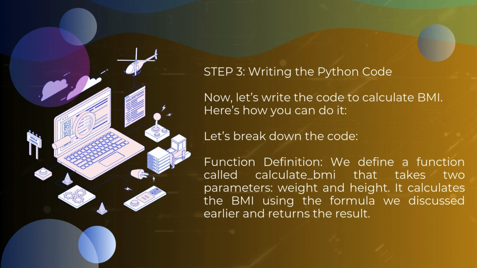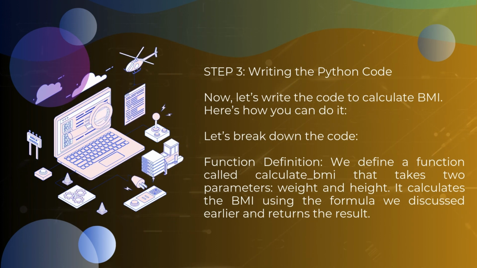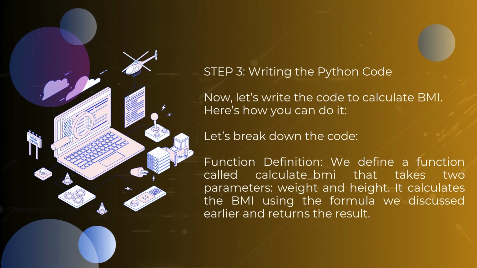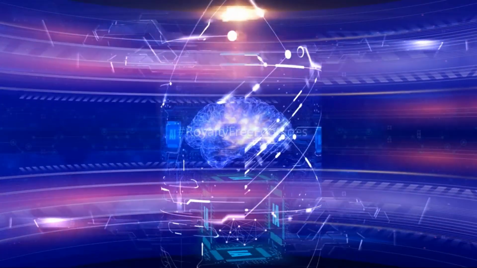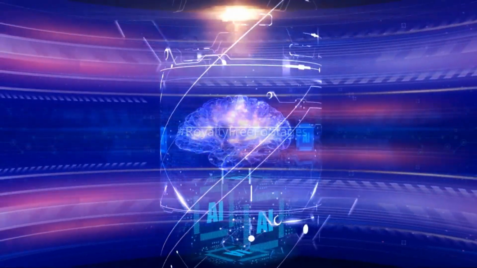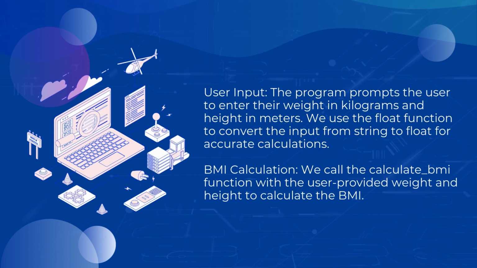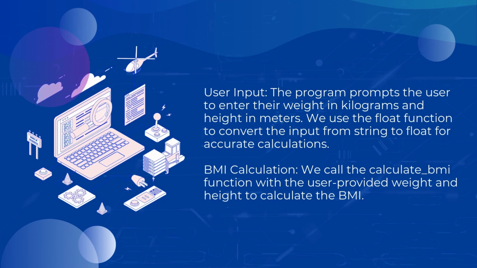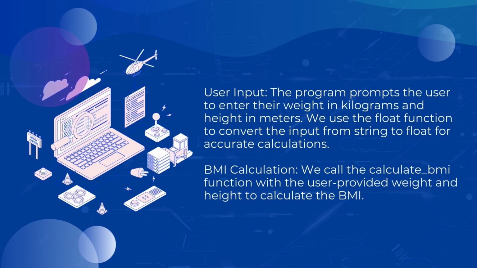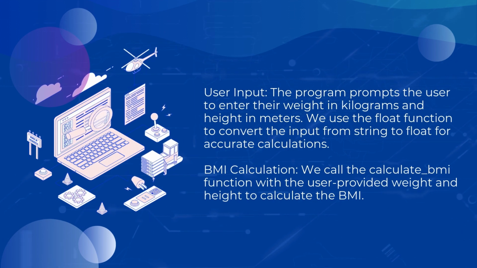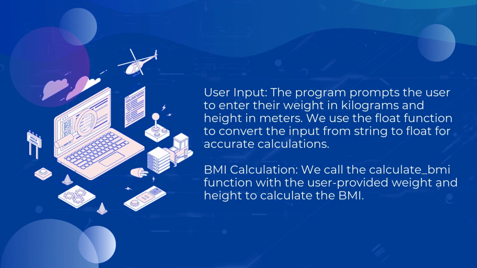Function definition. We define a function called calculate_bmi that takes two parameters, weight and height. It calculates the BMI using the formula we discussed earlier and returns the result. User input. The program prompts the user to enter their weight in kilograms and height in meters. We use the float function to convert the input from string to float for accurate calculations.